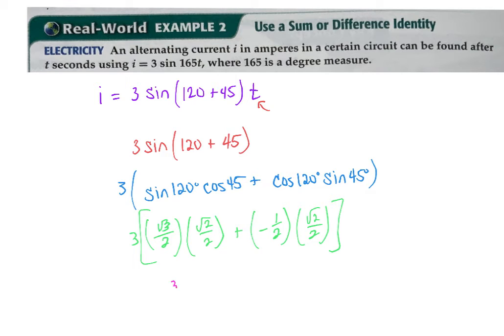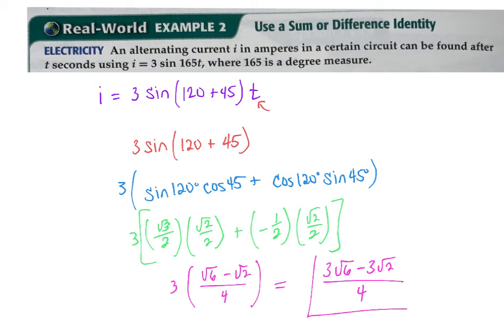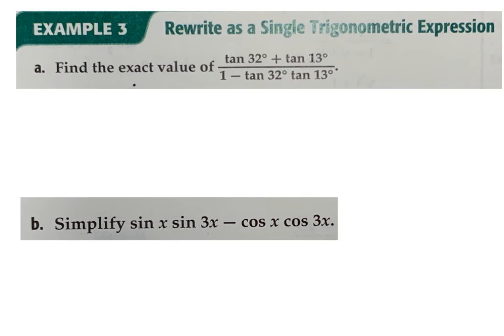So we have 3 times the square root of 6 minus the square root of 2 over 4. And I think they just distributed that. So 3 square root of 6 minus 3 square root of 2 over 4. So in this case, they have given us these angles that we do not have on our unit circle.